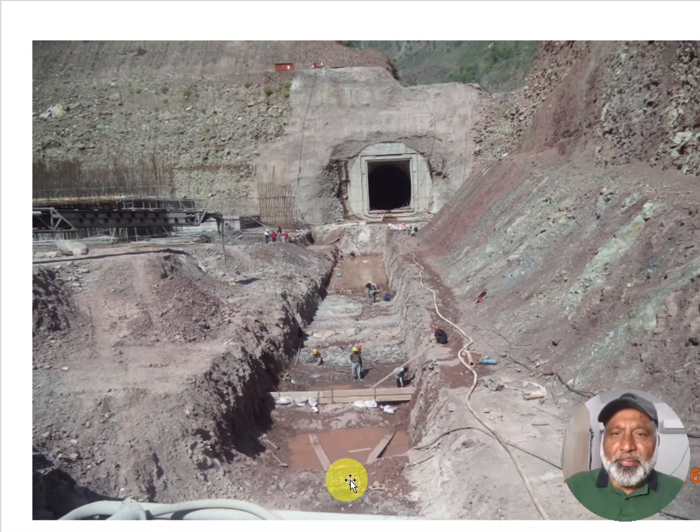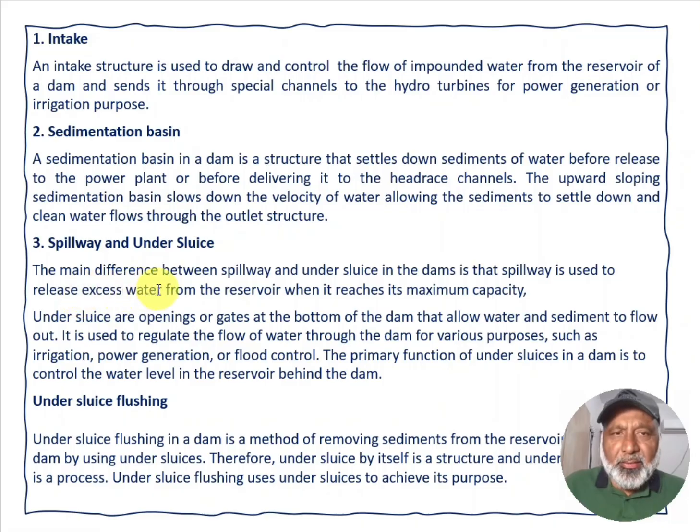tunnel. So in this picture, which was taken at the construction stage, the small excavation can be seen for the construction of the collecting canal, and this is the headrace tunnel, its portal. This will be connected with this spillway and undersluice. I will show you the picture.